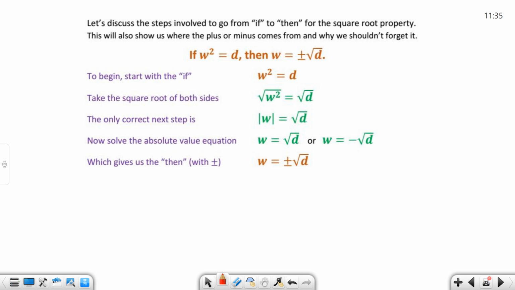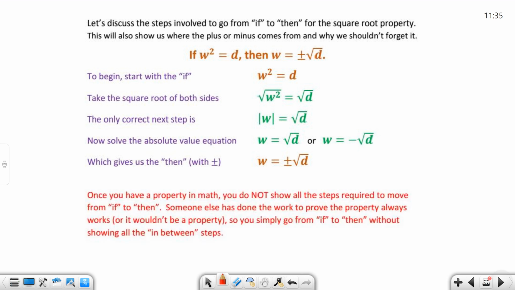When you say if something, then something, and it's been proven in math, then you go from the if to the then. You don't show the steps in between. So to take the square root of both sides is showing the steps in between. If you can't tell, I'm fired up, okay?